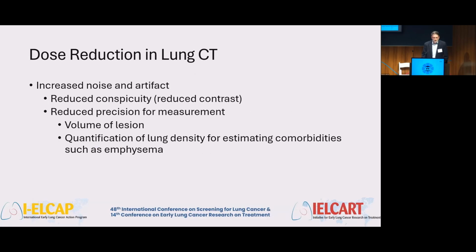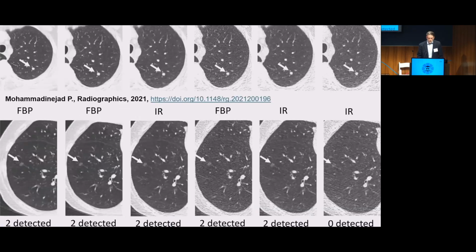So dose reduction in lung CT, if we push this too low, I just wanted to make the point that we run the risk of increased noise and artifacts. And this can generate reduced conspicuity and make it more difficult to detect lesions, and reduce precision for measurement if we're looking for quantification. That would be, say, volume of the lesion and quantification of lung density and other biomarkers.